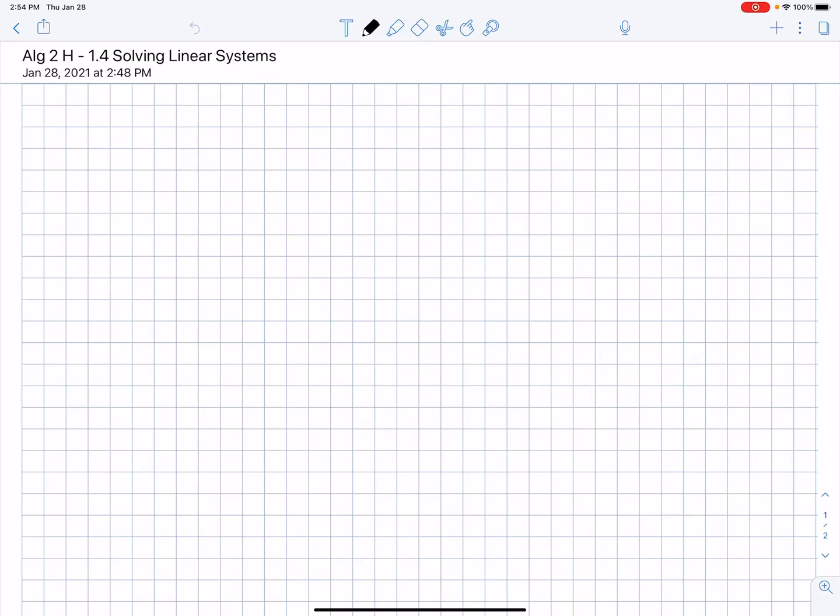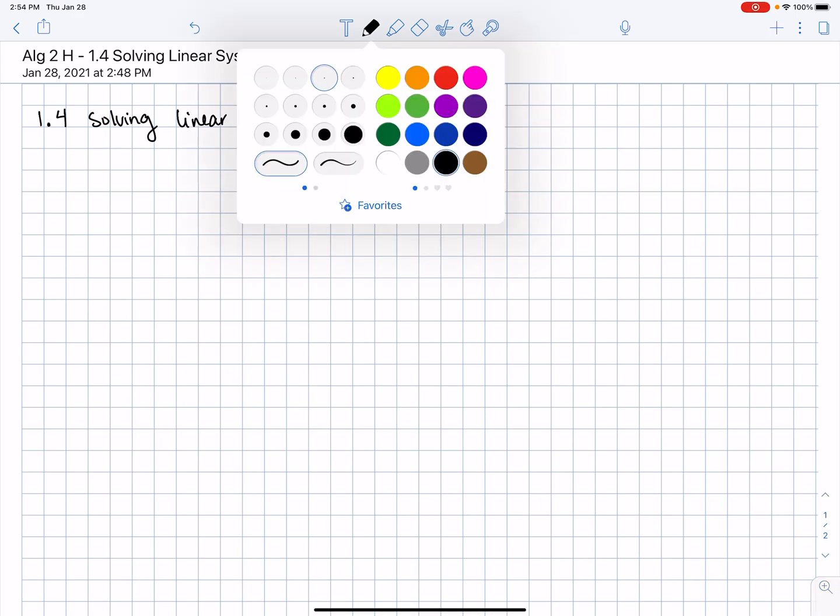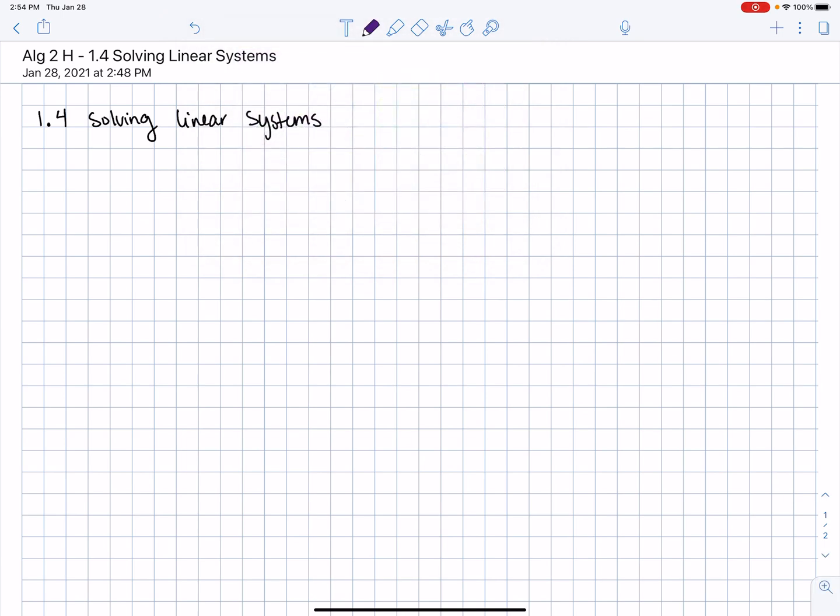Okay, Algebra 2, we are in section 1.4, solving linear systems. And we went over solving linear systems for 2 variables. So we're going to jump right away with an example here, and we're going to work with 3 variables. And with 3 variables, you need 3 equations.